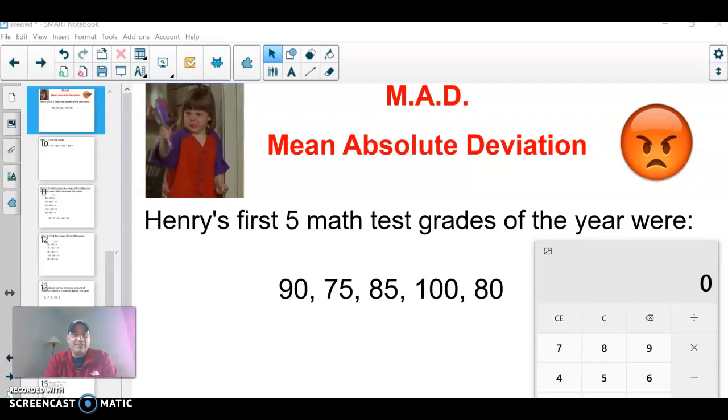Okay, here we go with this week's math mini lesson. We're going to build off of last week's mini lesson where we learned about mean, median, mode, and range. And this week we're going to learn about the MAD.